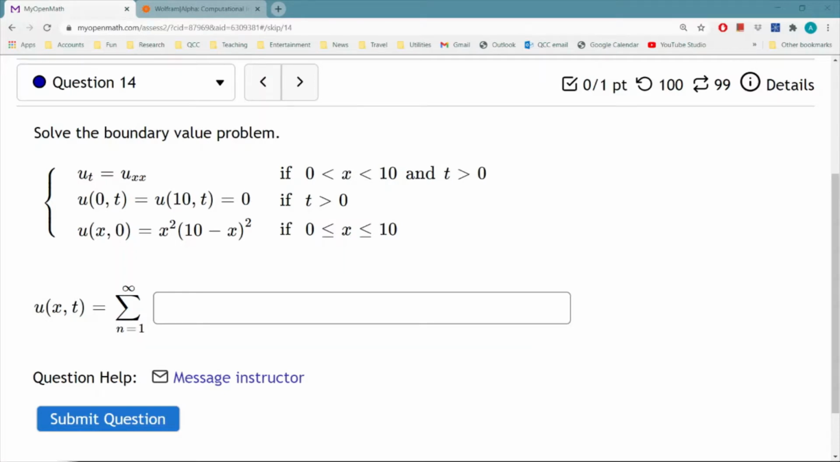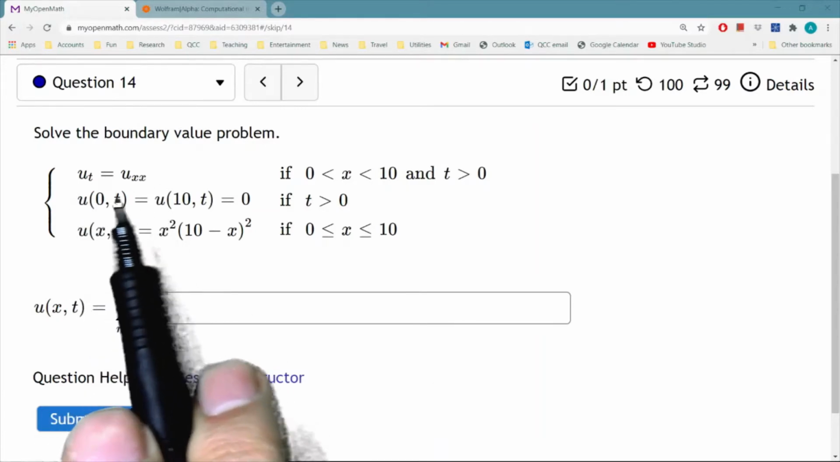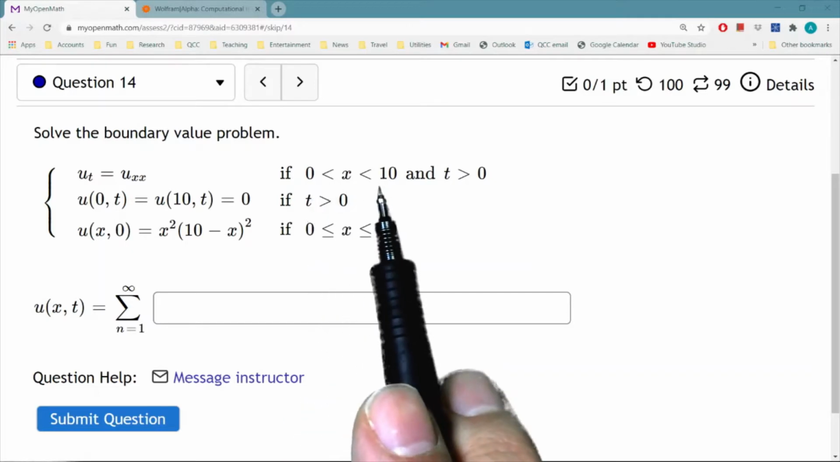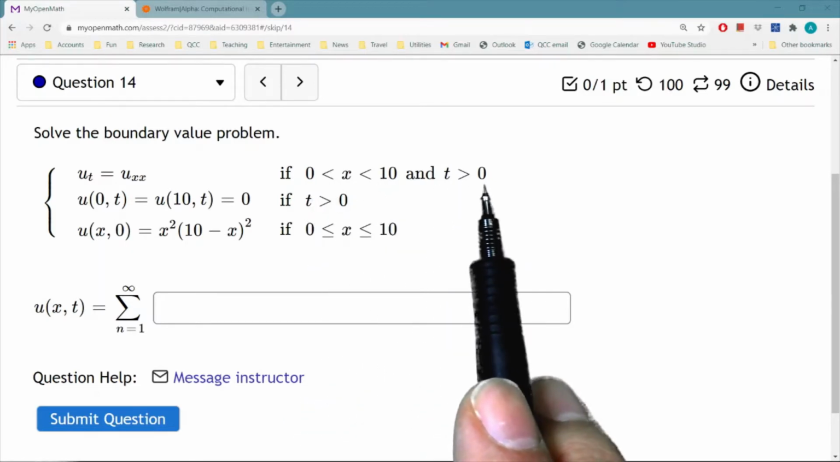We want to solve the boundary value problem for the heat equation. Here's the differential equation. This is the heat equation. And we're doing this on the interval from x equals 0 to 10, and we're doing it forward in time.